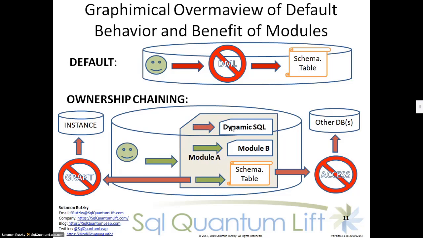Dynamic SQL, again, breaks ownership chaining. You also do not get access to other databases, nor do you get instance level permissions, which are things, again, like view server state, or things like that.